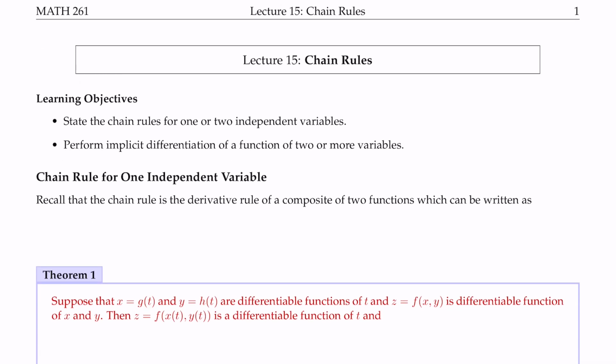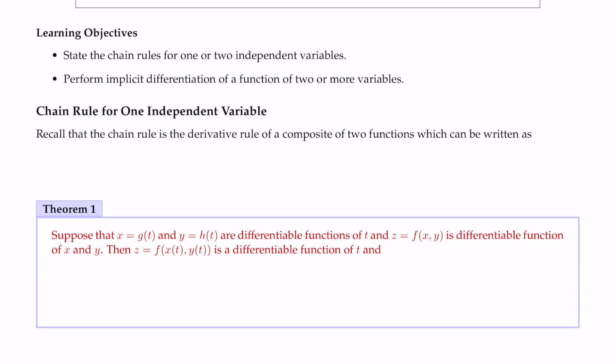Hopefully at the end of this lecture, we will be able to state chain rules for one or two independent variables. The context of independent variables in this case is the idea of parameters. And we will also be able to perform implicit differentiation of functions of two or more variables.